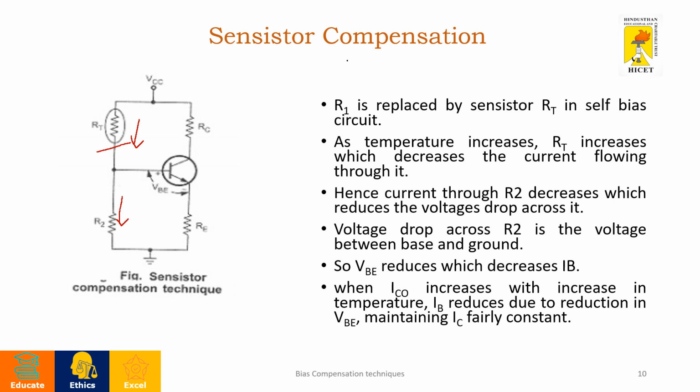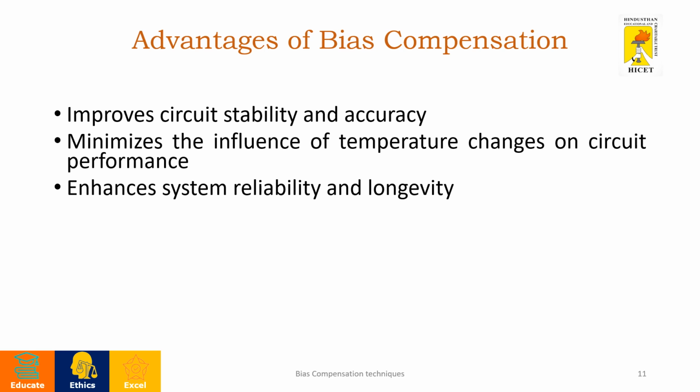When the base emitter voltage decreases, the base current decreases, which reduces the collector current, which compensates the increase in collector current that has happened because of temperature. Thus, compensation is effectively achieved. Next, advantages of bias compensation. Bias compensation improves circuit stability and accuracy, minimizes the influence of temperature changes on circuit performance, and enhances system reliability.